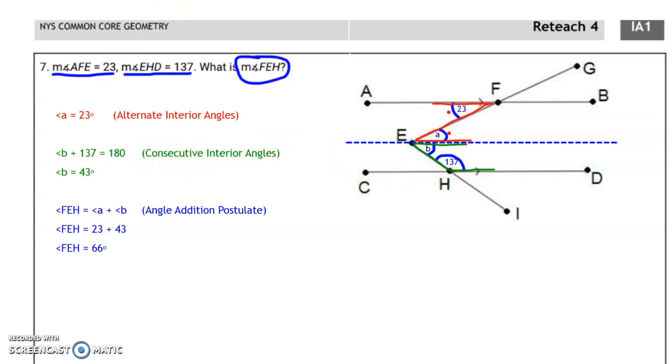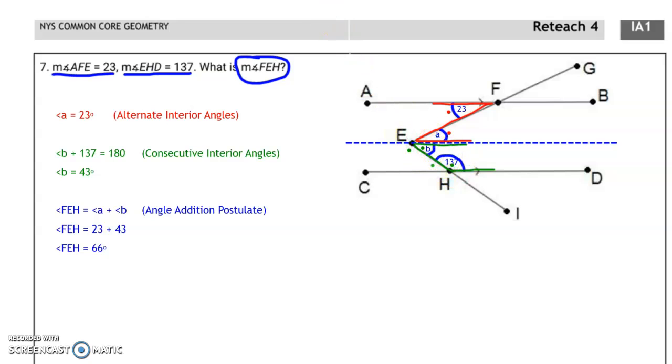The next thing I can do is identify consecutive interior angles. I know that angle B here and angle, well, it doesn't say here, so I'm going to name it EHD. This angle are consecutive interior angles. They're on the same side of this transversal. They're both on the top of the transversal. They're not down here at the bottom. And they're also between the two parallel lines.